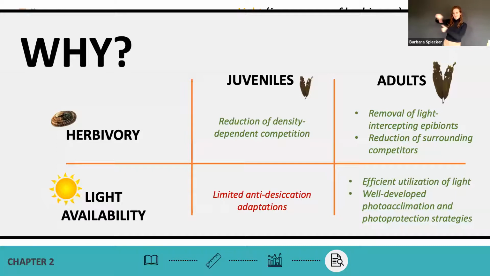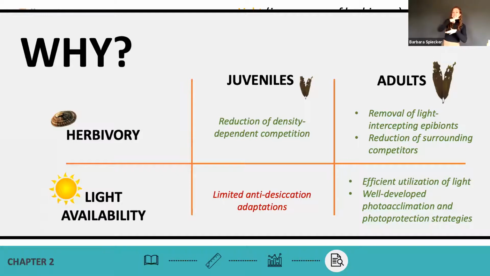Now, what are some possible explanations for these interactive effects of herbivory and light availability on the length of juvenile versus adult kelps? Well, let's start here at the first row and look at herbivory. So juveniles that survive grazing may benefit from grazing effects because density-dependent competition ends up being reduced. Adults benefit similarly, yet in contrast to juveniles, adults also benefit from grazing because what grazers do when they forage on kelp blades is they remove those light intercepting epibionts that are dwelling on the fronds, and this minimizes shading for adults. This allows them to grow.